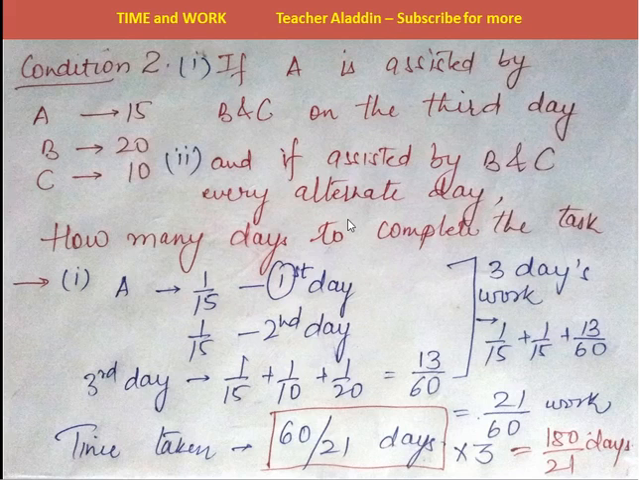Now on the 1st day A works, and A completes 1 by 15th of the work, because it is simply 1 by 15, right? On the 2nd day also A works, and the working efficiency is same.